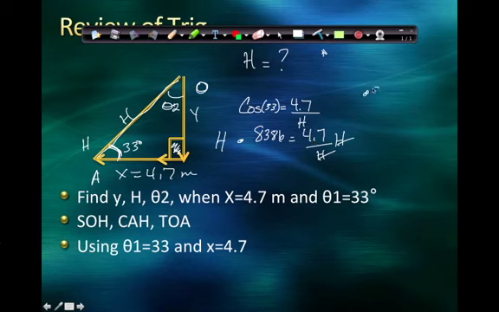So what I have is 0.8386 times h, and that's equal to 4.7. This looks a lot easier to solve than this. So now I can clearly see that in order to solve for h and get h by itself, I'm going to divide both sides by 0.8386.